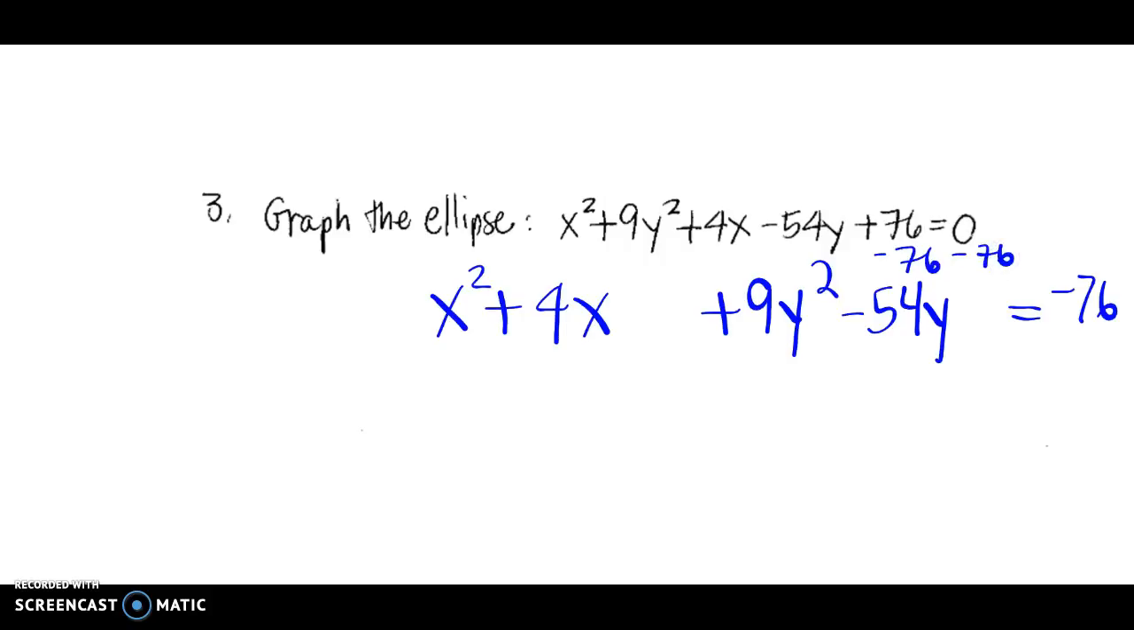All right, so when you complete the square, you have to have a 1 in front of the x squared term or the y squared term, which we have right here. So, plus 4. You're going to do half of 4, which is 2. 2 squared is 4. So we're going to add 4 over here. Now the complicated part is going to be on the y part.